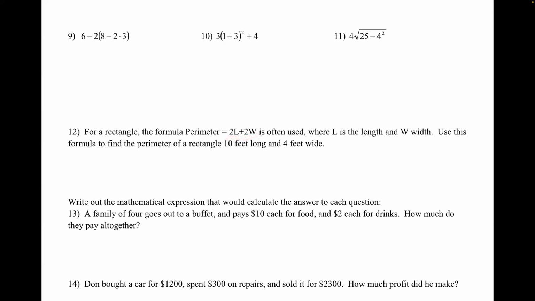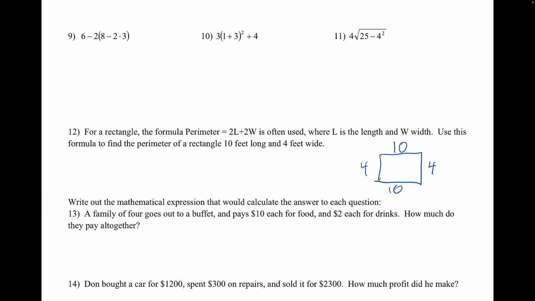Use this formula to find the perimeter of a rectangle 10 feet long and 4 feet wide. And I highly recommend that you draw a picture. It saves so much grief. Plus now I'm forcing my brain to say, look, 10 plus 10. Oh, that's why I got 2 L's. 4 plus 4, that's why I've got 2 W's. And it'll help me to understand the formulas better.